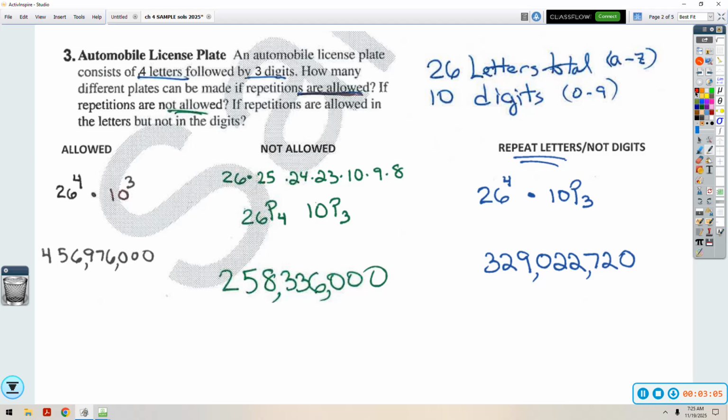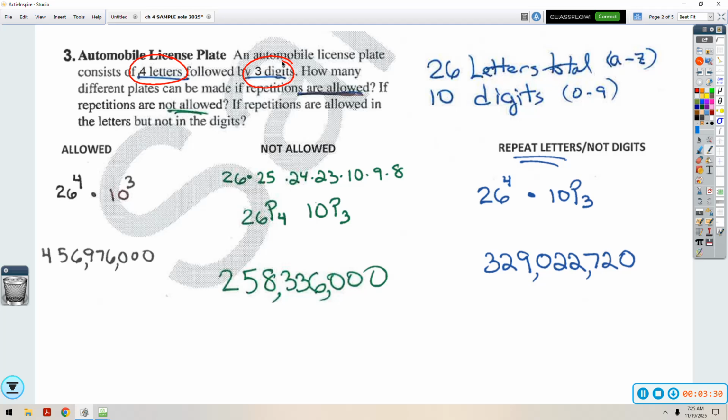This is a slightly different problem than what we've seen on any of the other samples or even the exam. This one talks about letters on a license plate, and we're saying, well, we're going to absolutely use the first 4 as letters only. That's 26 letters in the alphabet. And the last 3 are going to be only digits, 0 through 9. That is 10 different digits you could choose.